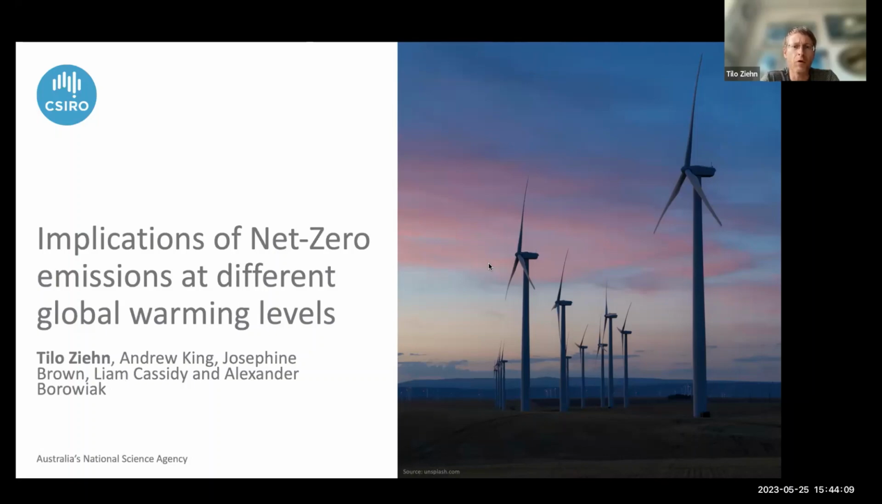And so in this talk, we're going to explore the evolution of the climate at different global warming levels based on millennium length simulations that we have done with the Australian Earth System Model, ESM 1.5.